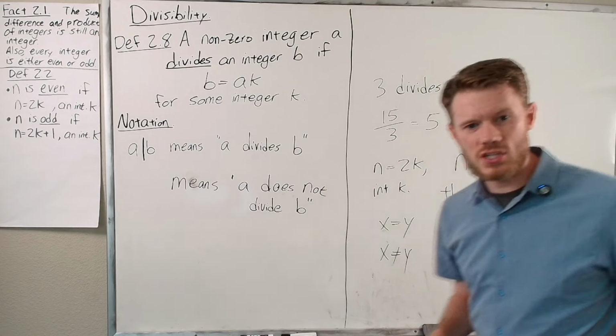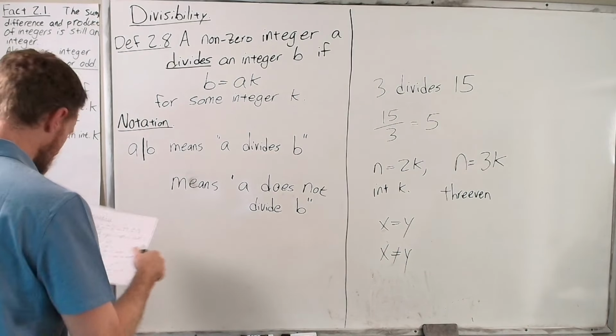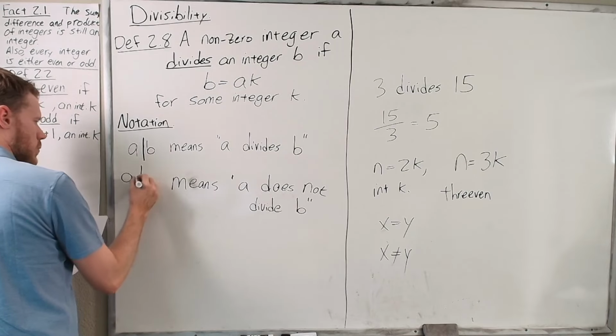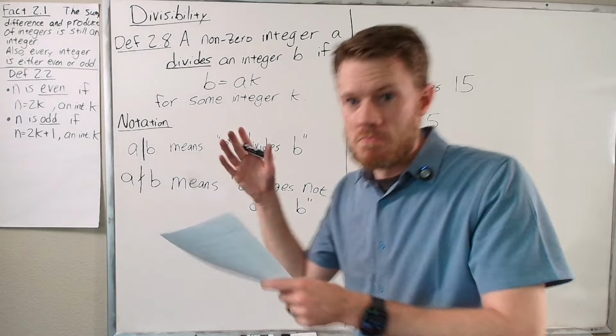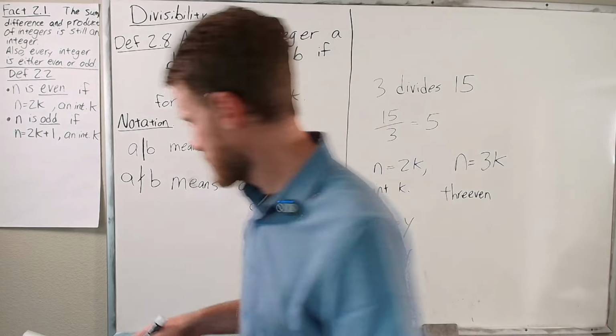So putting a slash through it means does not happen, does not equal y. In a similar way, what would the notation be? It's A vertical line with a line through it, B. So that's the notation for A does not divide B. So sensible, good notation.